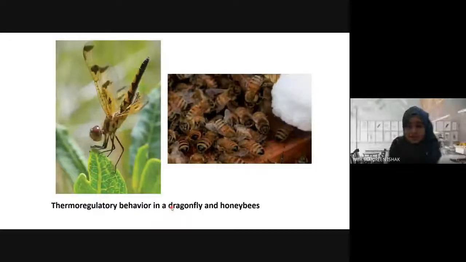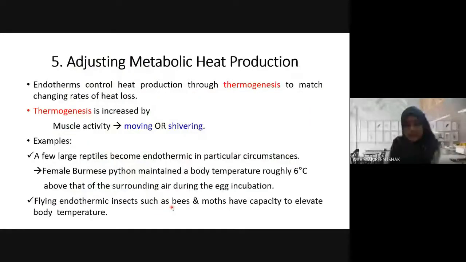Okay, so the next one is adjusting metabolic heat production. So endotherms control heat production through thermogenesis to match changing rates of heat loss. Okay, so this one is for endotherm. So thermogenesis is increased by muscle activity. Okay, so muscle activity such as moving or shivering. Right. So when the muscle contracts, for example, this will generate heat.